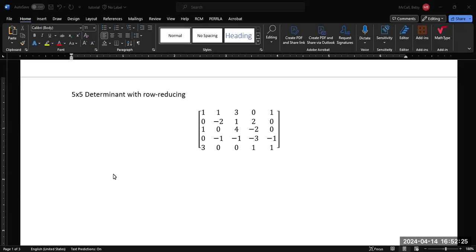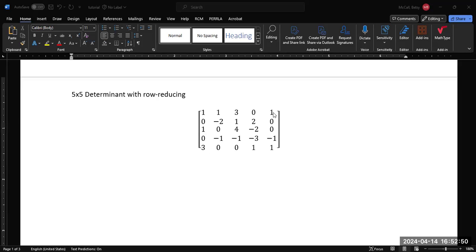Now, in this video, we're going to try to calculate a determinant for a 5 by 5 matrix with row reducing. Now, you can, but there's a bunch of zeros in this matrix, so in principle, you could do some expansions. So for instance, if I were to expand maybe on this last column or on this bottom row or even on the first column, I have a couple of zeros in here.